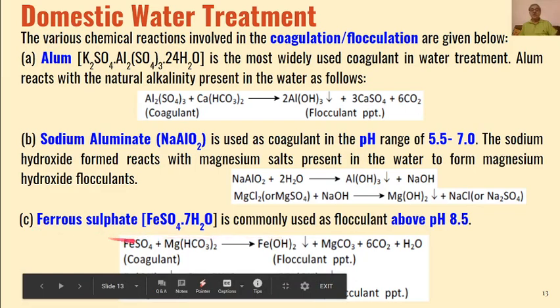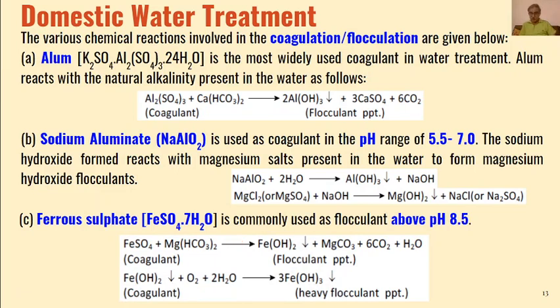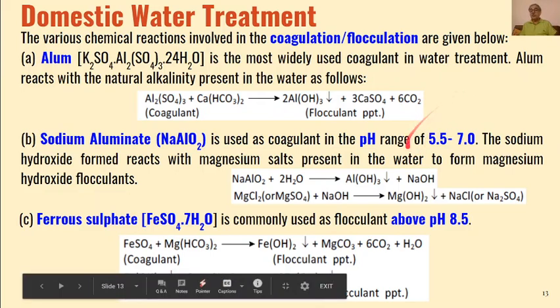Then the third type of coagulant which is used is ferrous sulfate heptahydrate, and this is mainly used above pH 8.5. So if our water is an alkaline water, with pH 8.5, then we will use this as the coagulant. But if it is an acidic water, then we will use sodium aluminate as the coagulant. And alum is the universal coagulant, which is used to remove only temporary hardness.